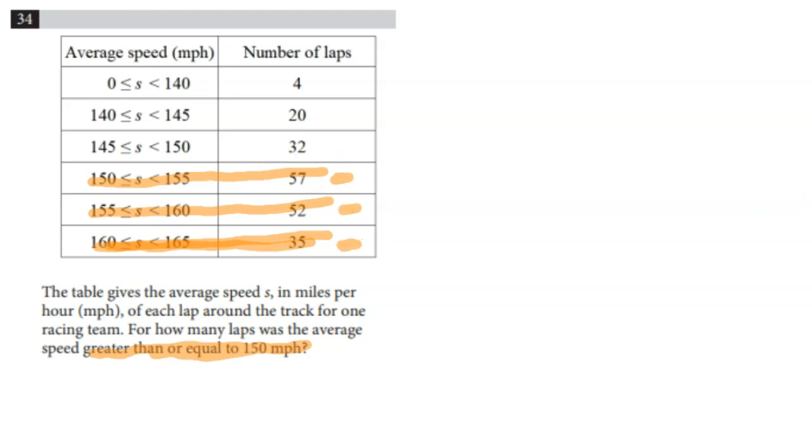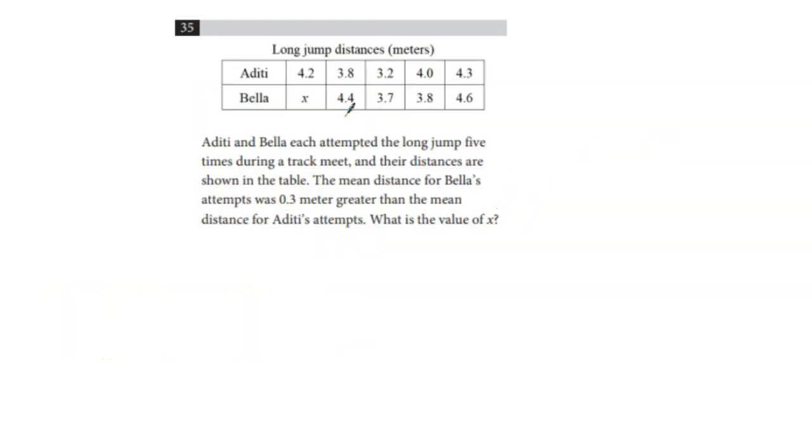So you just add the numbers together to get your answer. The average speed that was greater or equal to 150 is 57 plus 52 plus 35. So that gives us 144 as an answer. So you look at the table, and now they are talking about the mean.